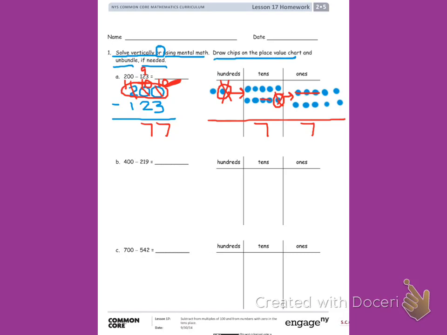1 group of 100 minus 1 group of 100 leaves me with no groups of 100. Since it's at the very beginning of the number, I don't need to write that. I just know it's an imaginary 0. So, 200 minus 123 equals 77. Now it's your turn.